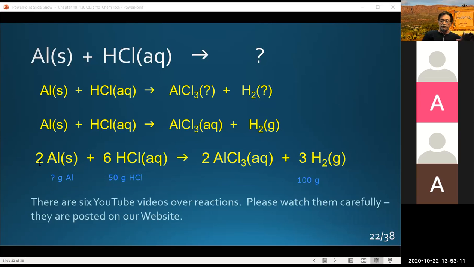What the balanced chemical equation is telling me right now is that 2 moles of aluminum require 6 moles of hydrochloric acid. It also tells me that 2 moles of aluminum will make 2 moles of aluminum chloride and 3 moles of H2 gas. So where I just said molecules, I can take that word out and insert the term moles. And moles is nothing more than a big, gigantic number, which will become clearer pretty soon.